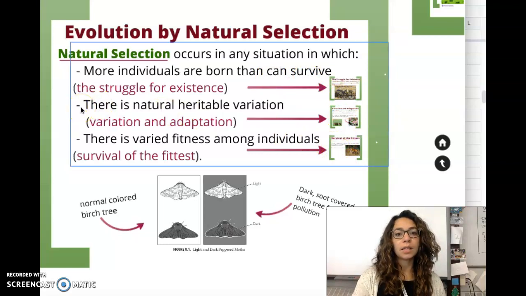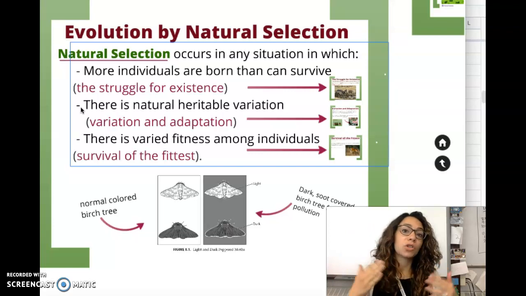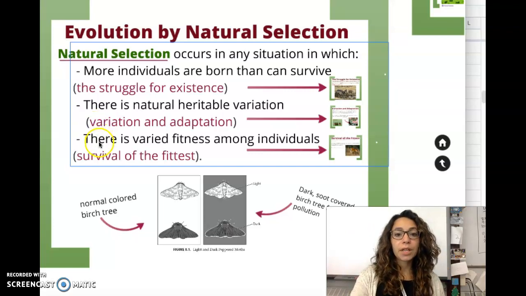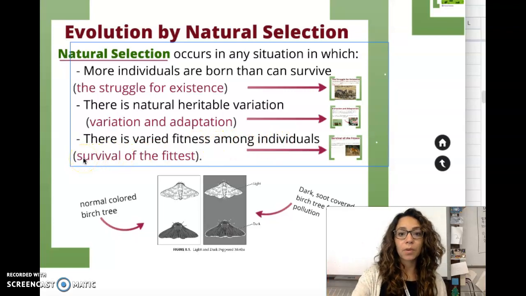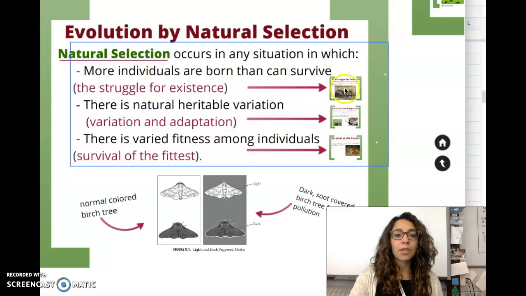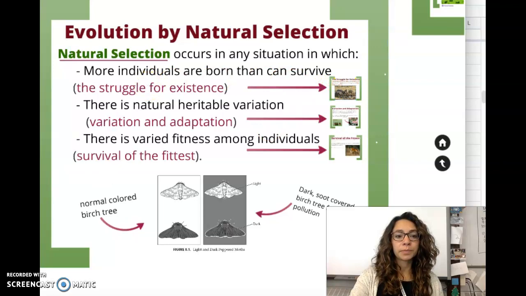Second is that there are natural heritable variations among individuals of a population. So that means variations among the traits of individuals. And third is that there must be varied fitness among individuals, which leads to survival of the fittest. Okay, so let's first take a look at the struggle for existence.